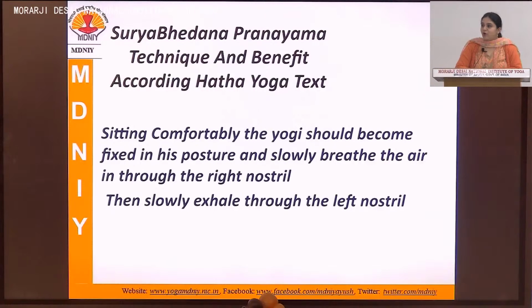So first of all, let us talk about suryabhedan pranayam, its technique and benefits. You should sit comfortably. All pranayam should be done in a sitting position, except one that you can do standing or walking, but that should also ideally be done sitting. I will talk about that later in this lecture. In suryabhedi you always inhale through the right and exhale slowly through the left. This should be done with closed eyes, of course.